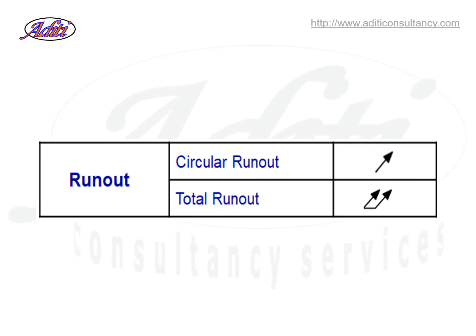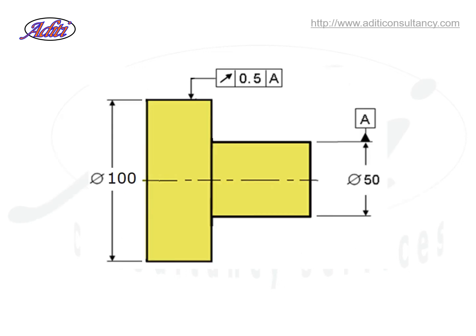Let us see what is runout. Under the runout category, there are two geometrical tolerances, circular runout and total runout. Both these runout tolerances can be specified only for rotating parts. Circular runout is a two-dimensional tolerance, whereas total runout is a three-dimensional tolerance. In this figure, you see 0.5 mm circular runout specified to the surface of the 100 mm cylindrical feature with respect to datum A. Datum A is the axis of the 50 mm cylindrical feature.